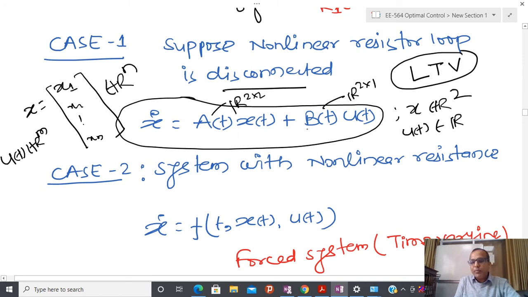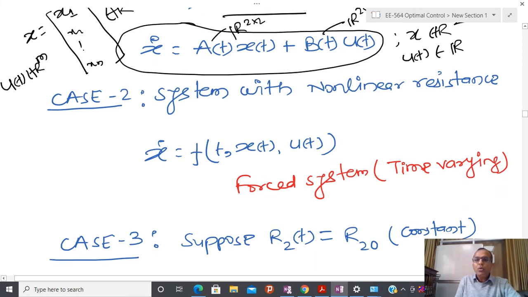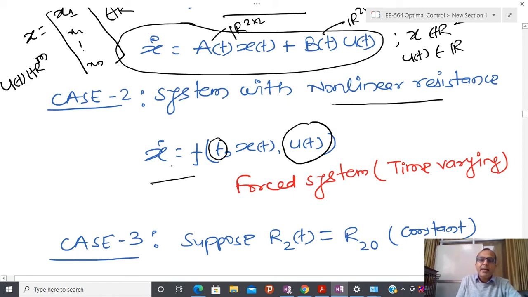This will satisfy the property of superposition, and it is pretty easy to check. Now let us try to see the whole system. If you see the whole system, if the nonlinear resistor is also there, then I cannot represent it like this. And for that reason some function kind of notion comes into the picture, and this is the generalization. This class of system is called forced system because a forcing function is here, and after that I have a time varying term here, and for that reason this is a forced time varying system.